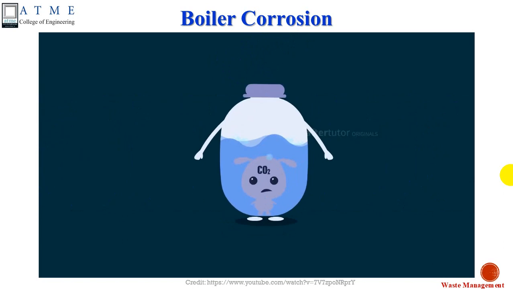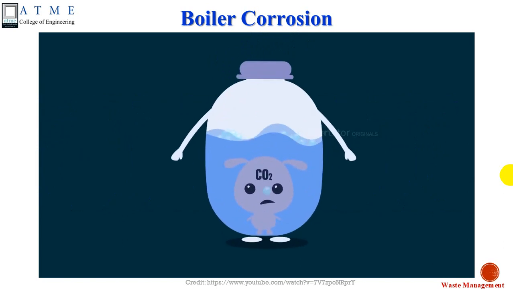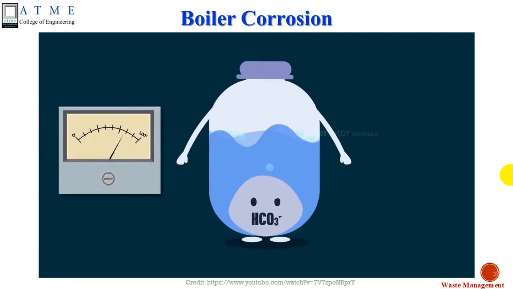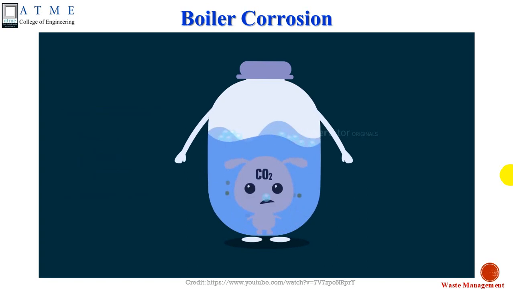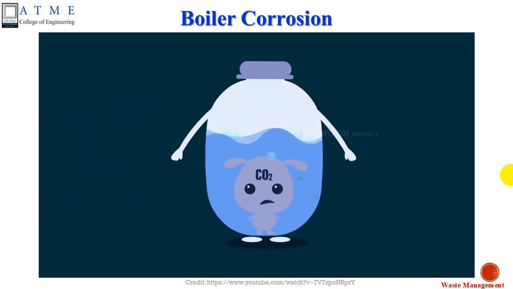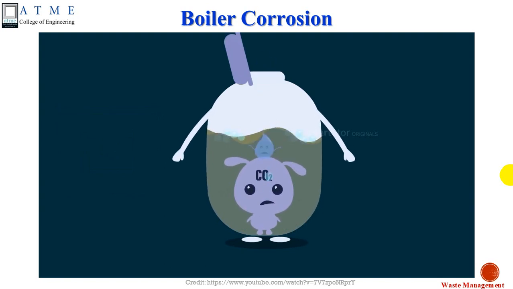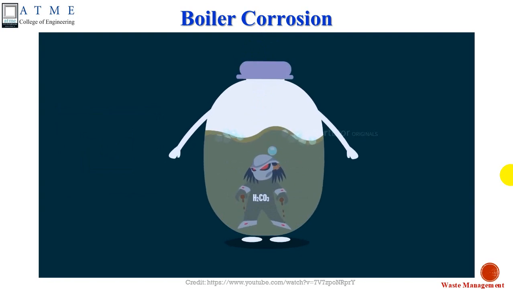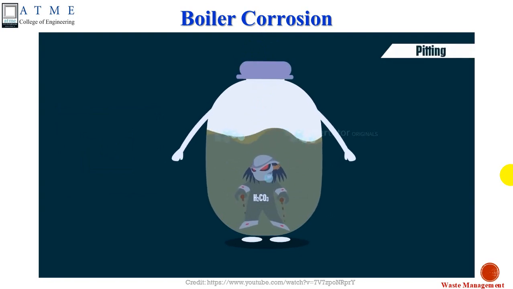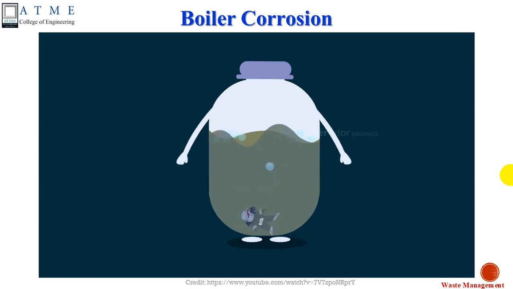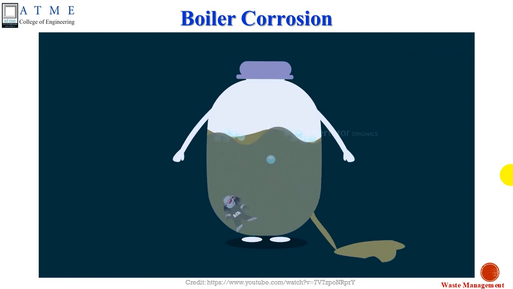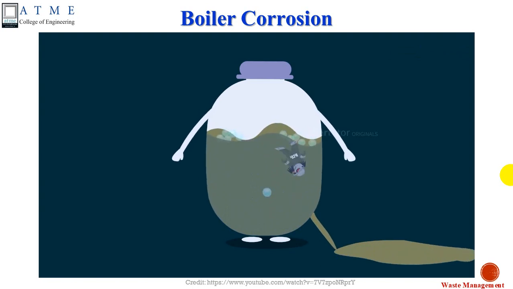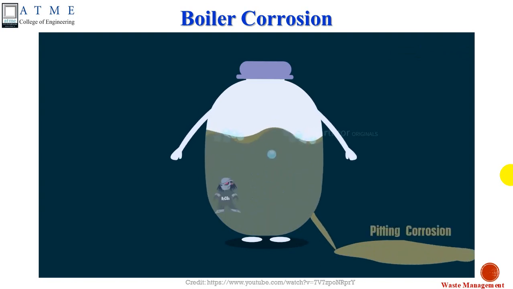Let's take a look at how dissolved carbon dioxide causes boiler corrosion. When water containing bicarbonate is heated, carbon dioxide is evolved. The evolved carbon dioxide makes the water acidic. Carbon dioxide, when it reacts with water, forms carbonic acid. The formed carbonic acid causes corrosion in the boiler, which is called pitting, nothing but a localized form of corrosion. And it is responsible for the occurrence of small holes in the boiler metal. The appearance of holes in the boiler metal is what pitting corrosion is all about.